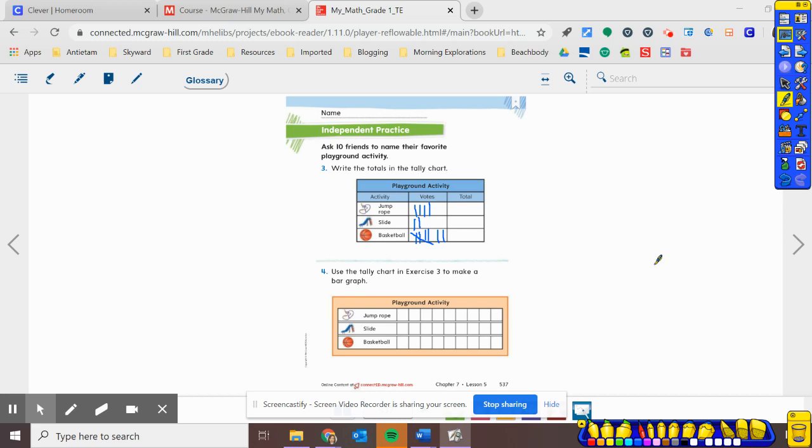So copy those tally marks down, and then what you need to do first is write in the totals. And then you're going to come down here and you're going to make a bar graph based on our data. If you have any questions, please let me know. Otherwise, I will see you tomorrow for math.